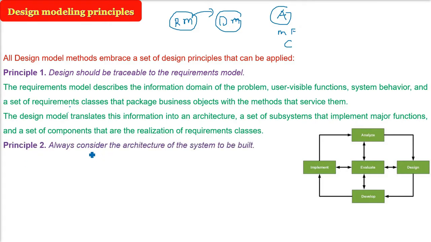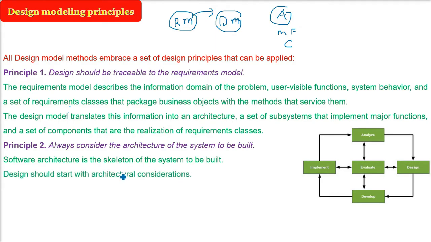Principle 2 is always consider the architecture of the system to be built. What is architecture? Architecture is the skeleton of the software or the system to be built. Skeleton like your body. If the skeleton is there, you know where you have to put the eyes, where you have to put the liver or the kidney. So design should start with the basic skeleton or architectural considerations. Then only you can talk about component level issues, where to put what thing. As I said, where to put the heart in a skeleton. Heart is a component.